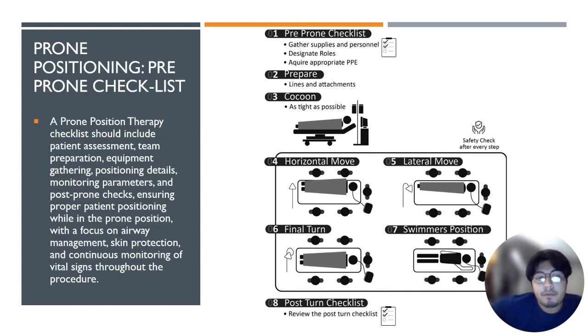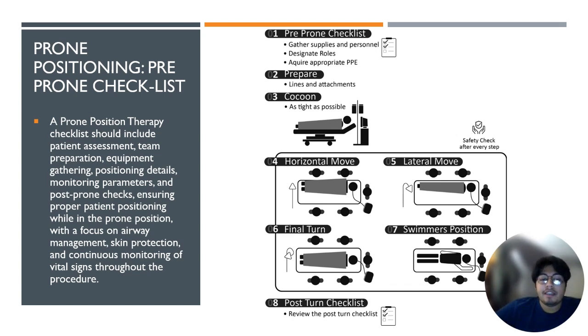A prone position therapy checklist should include patient assessment, team preparations, equipment gathering, positioning details, monitoring parameters, and post-prone checks. You want to ensure everything's in the proper position, and you also want to focus on airway management. Again, you don't want self-extubation or accidental extubation, especially if a patient was already hard to intubate to begin with.